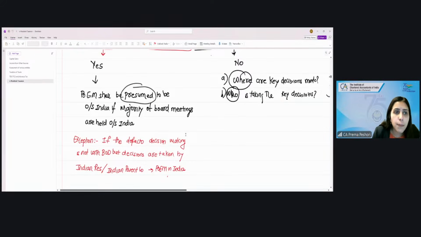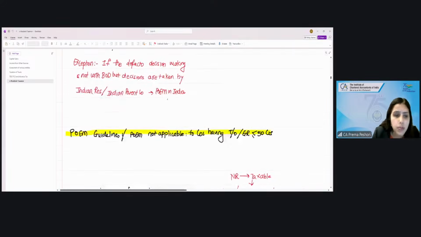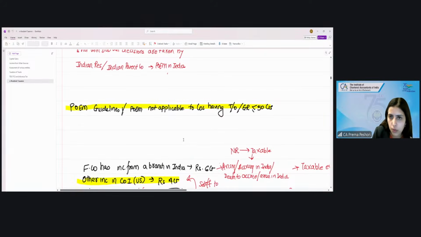Okay. So if a company is satisfying the ABOI test, you will have a presumption created in favor of the company that if the majority of the board meetings are held outside India, the POEM is outside India. Of course, if the facts demonstrate that the decision making is being taken up by some Indian resident or Indian parent company and not actually by the board, then the POEM will be presumed in India. And these POEM guidelines are not applicable to companies having a turnover or gross receipt less than or equal to 50 crores.